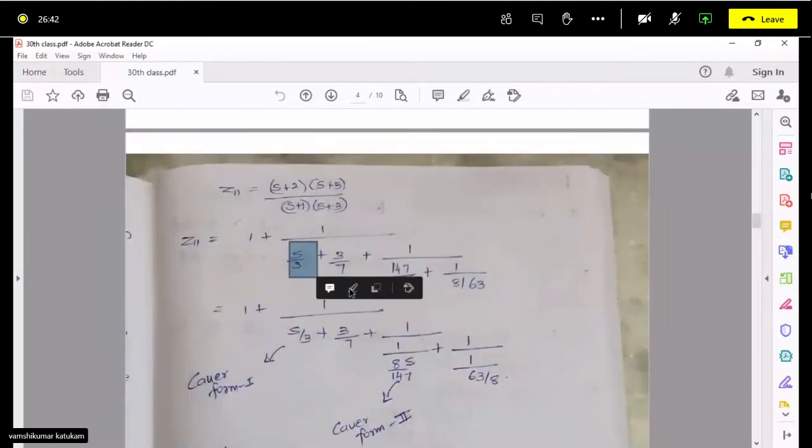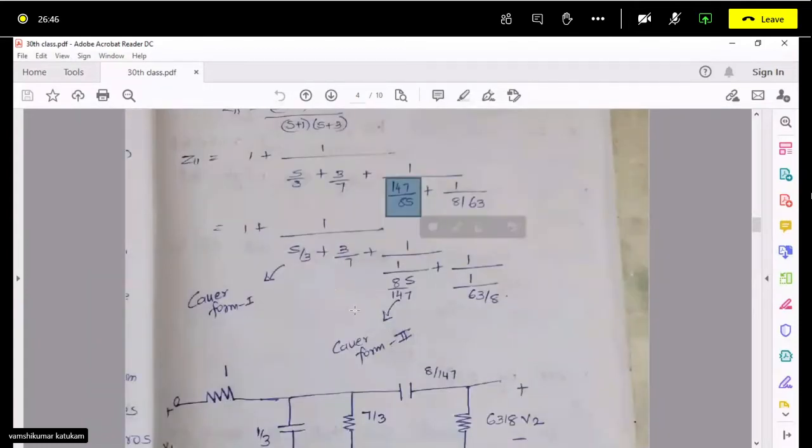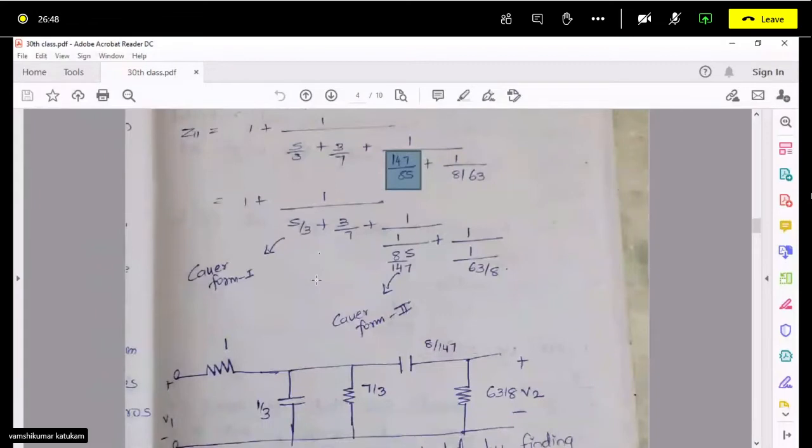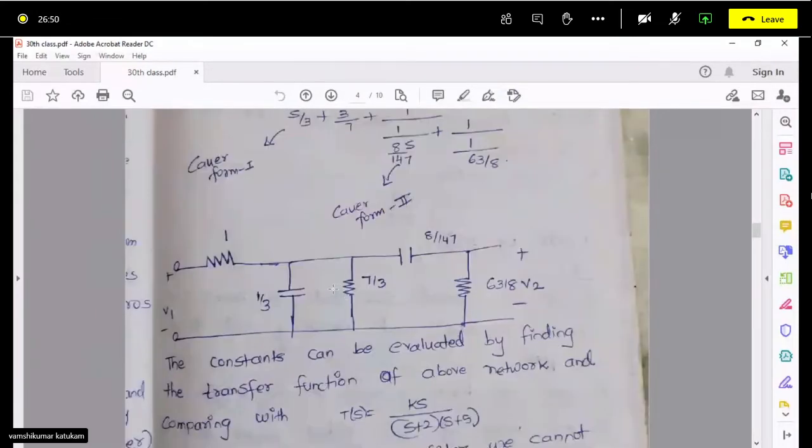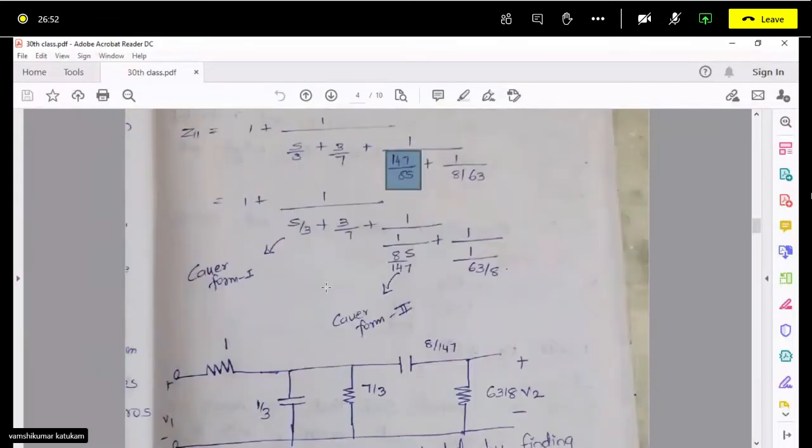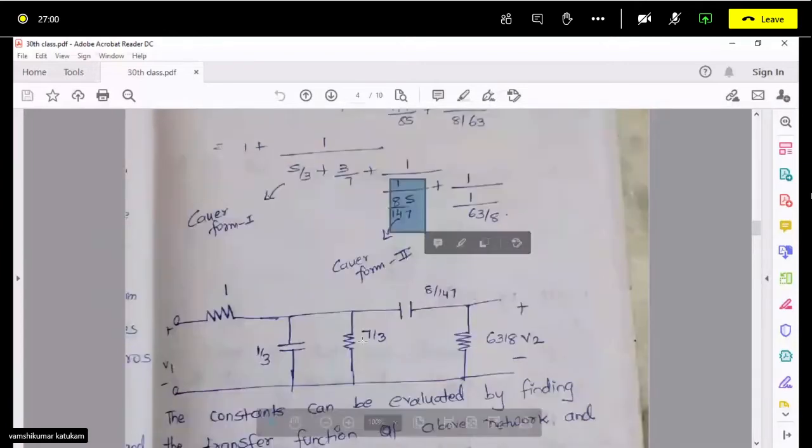So KR form 1 and KR form 2 by continuous fraction. So you get a band pass filter, right? So KR form 1 and KR form 2. If you have s, it is KR form 1. If you have 1 by s, you have KR form 2.